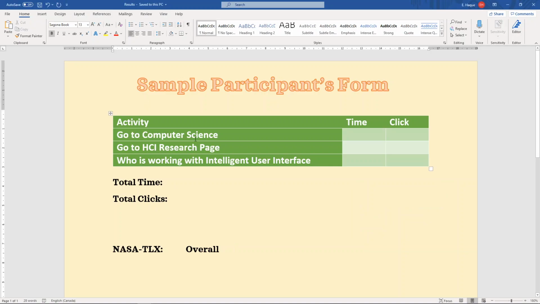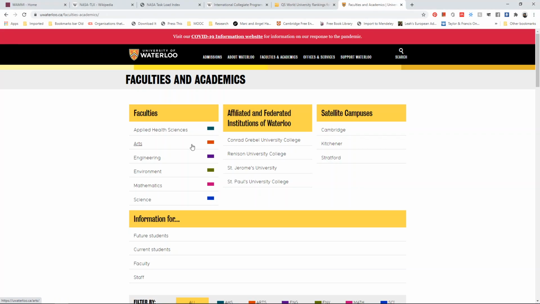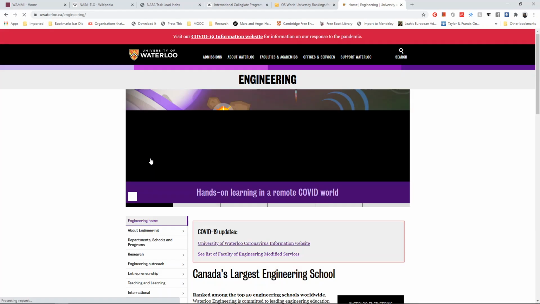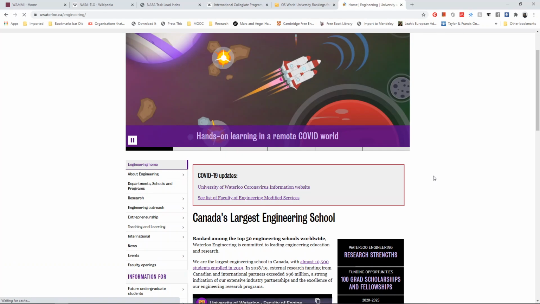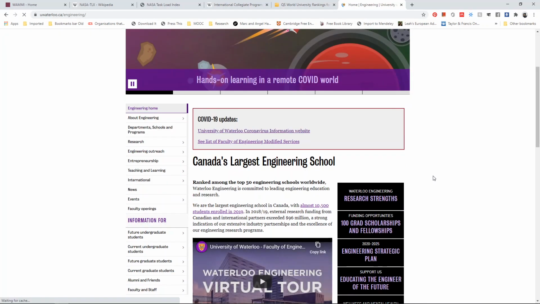So you'll be given this form, the participants form, and these are the activities. So go to the computer science department. Okay. As I mentioned, I was in engineering, so let's look at the faculties. In the faculties, I look for engineering. Okay, the engineering website looks good. Wow, it's the largest engineering school in Canada.